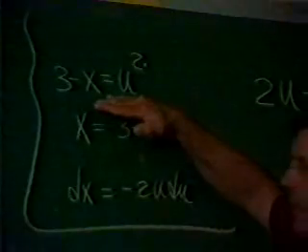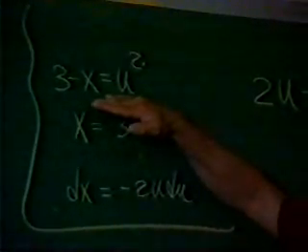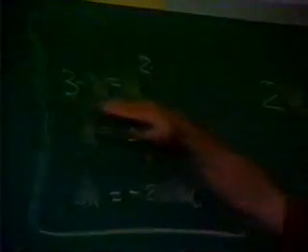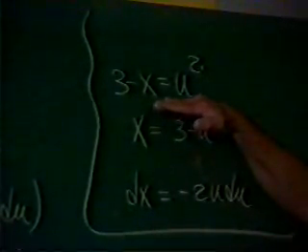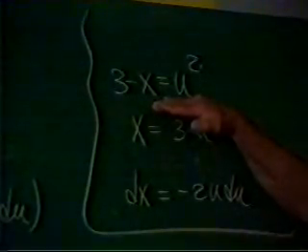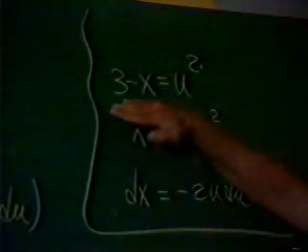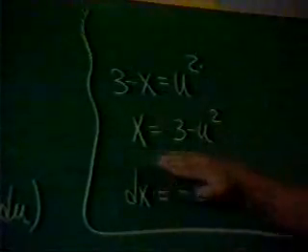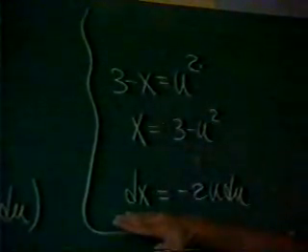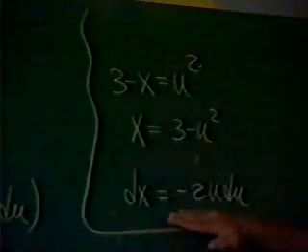The one thing that we have to remember, though, is that we must be consistent. If we replace 3 minus x with u squared, everywhere we have an x or a dx, we must make the substitution. So solving this for x, we find that x is equal to 3 minus u squared, and as a consequence of that, dx would be minus 2u du.